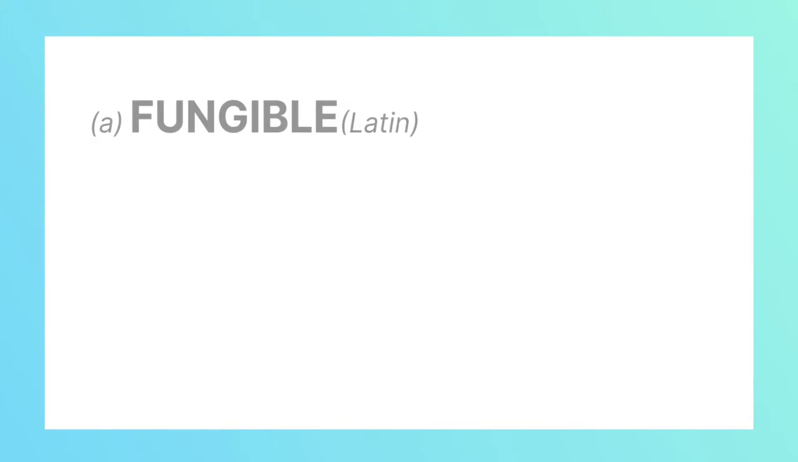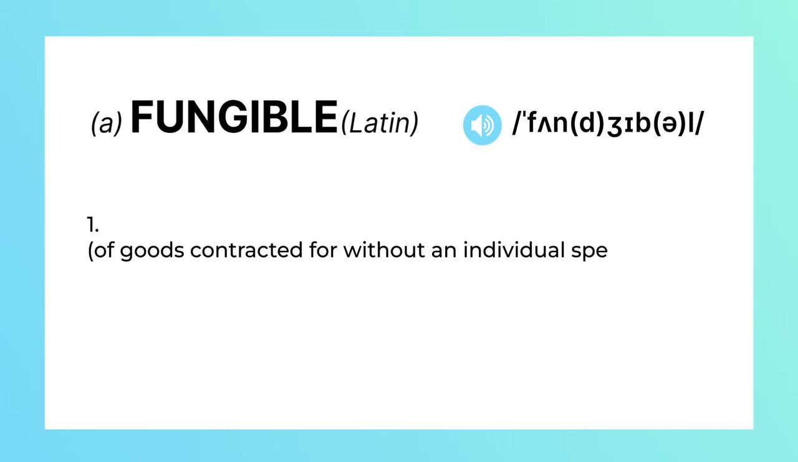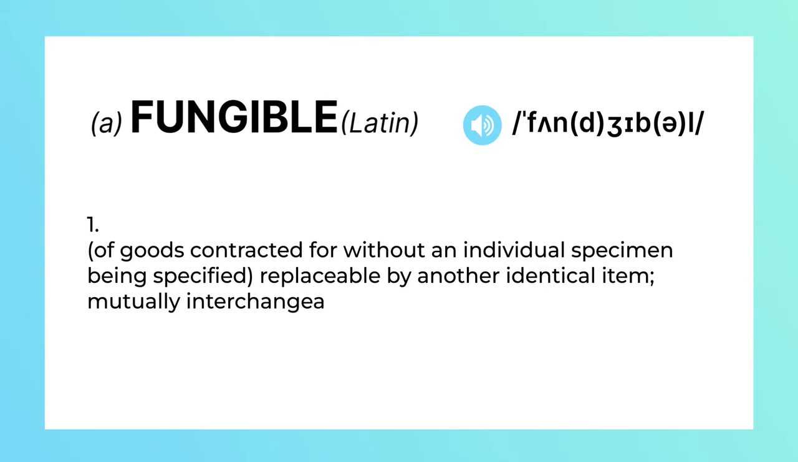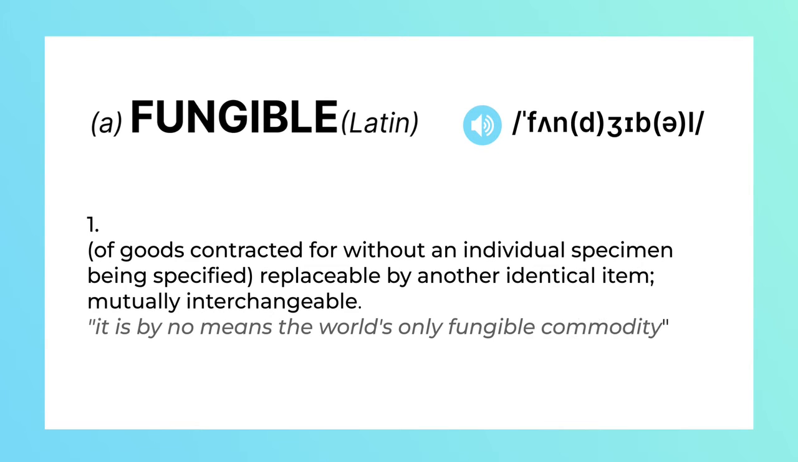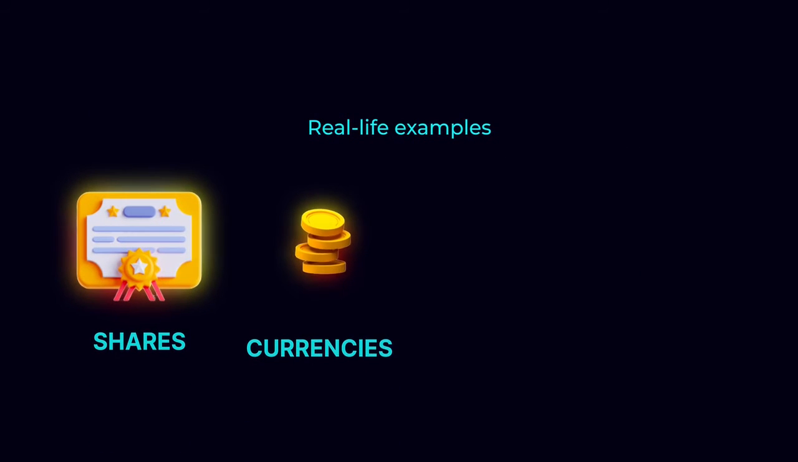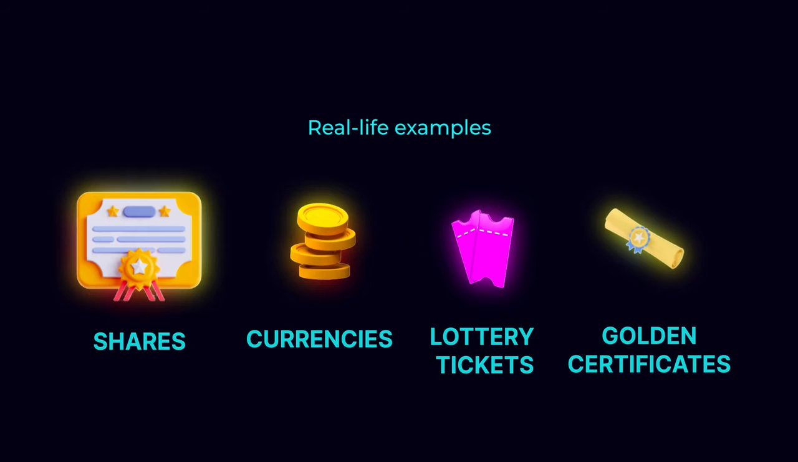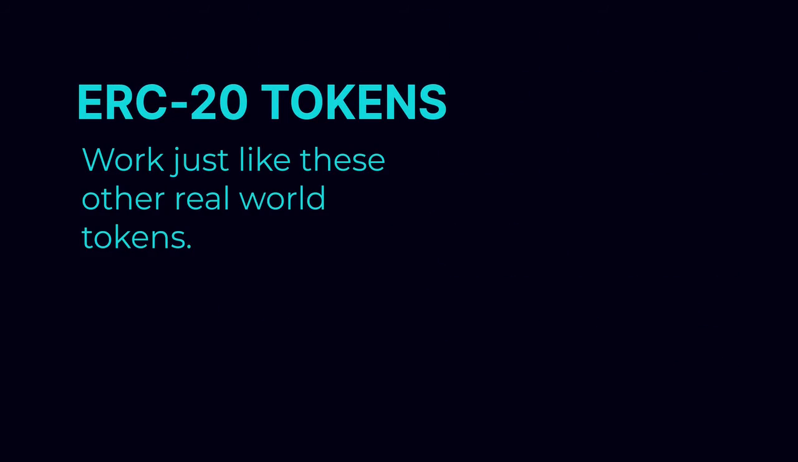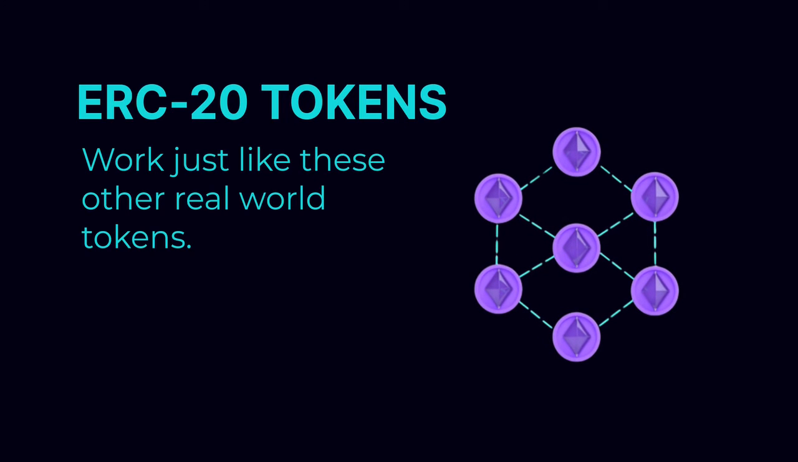The term fungible refers to assets or commodities that can be exchanged with other assets of the same kind. Some real-life examples are shares, currencies, lottery tickets, or gold certificates. ERC20 tokens work just like these other real-world tokens, but live on the Ethereum blockchain, benefiting from its security and technology. The ERC20 token standard defines 6 functionalities that a token must be able to implement.